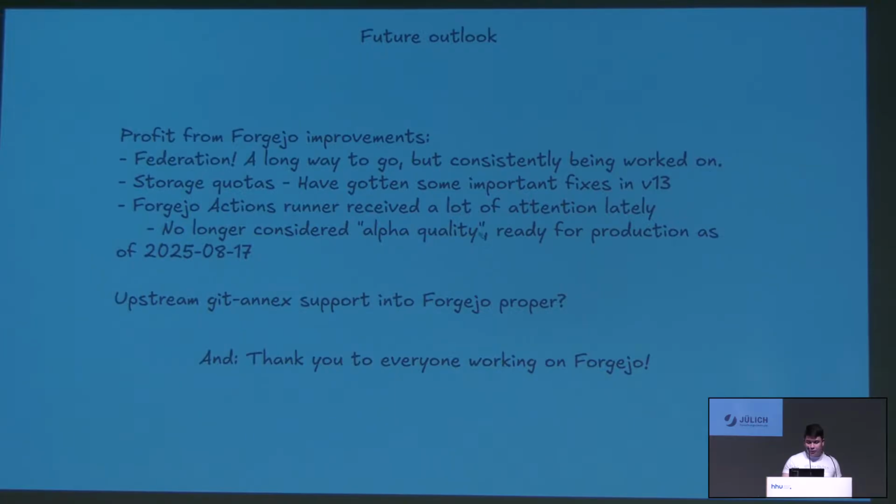The Forgejo Actions runner received a lot of attention lately. I mentioned Forgejo Actions too. So it's no longer considered alpha quality software and is ready for production as of August this year. So that's reassuring too. One big question is, will this be upstreamed into Forgejo properly? There has been some discussion about that. I think this would be a longer process that could be done incrementally, and I would love to see that, but it hasn't been started yet really, so maybe in the long term.